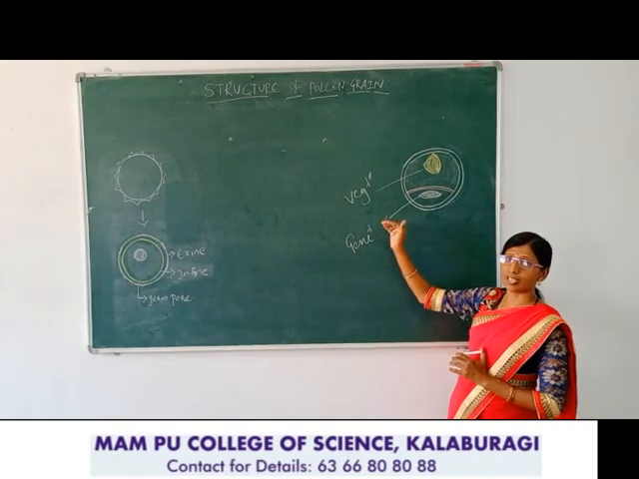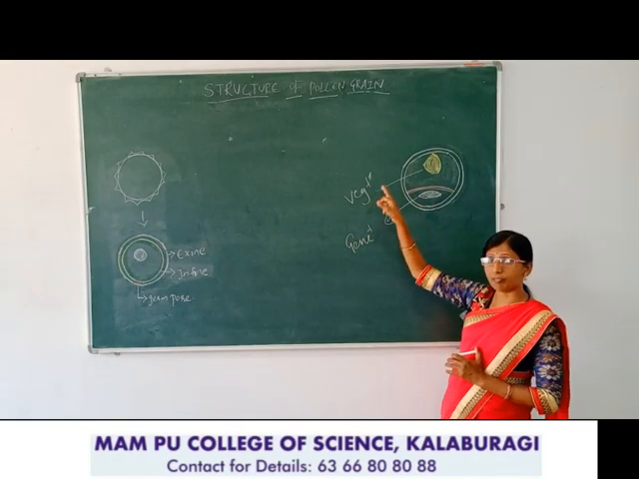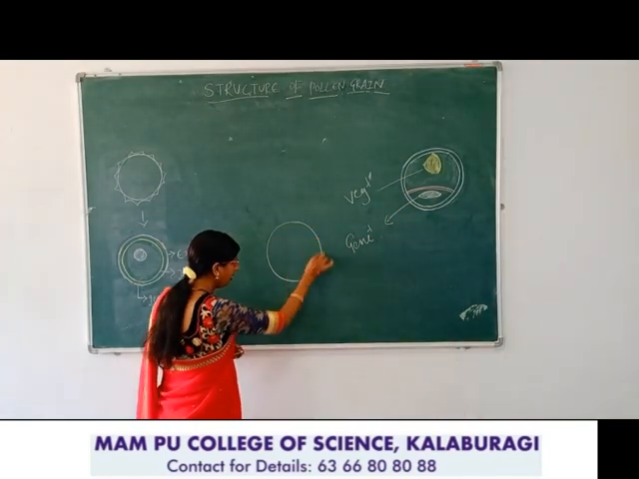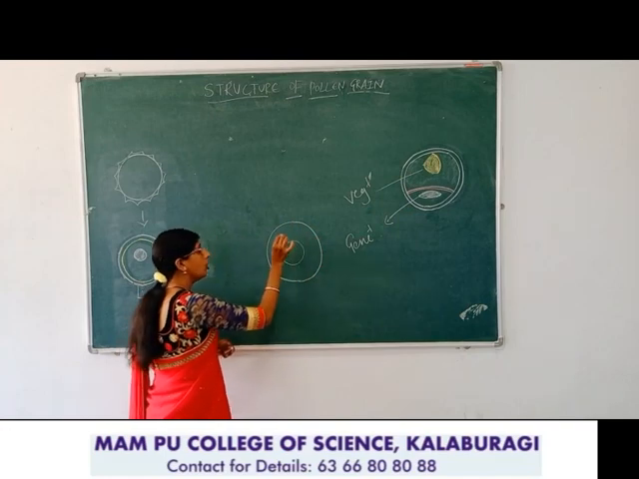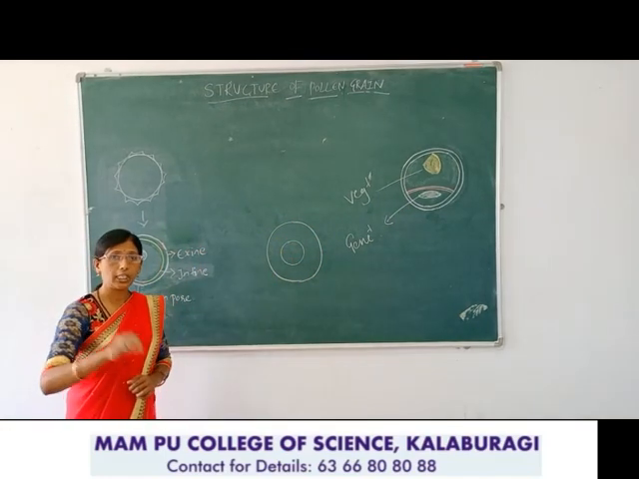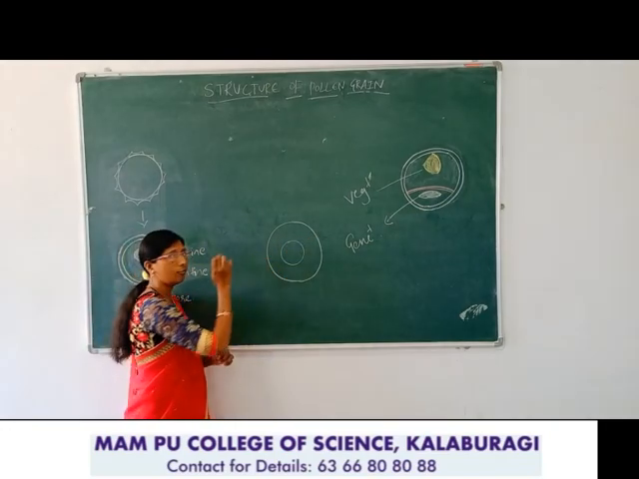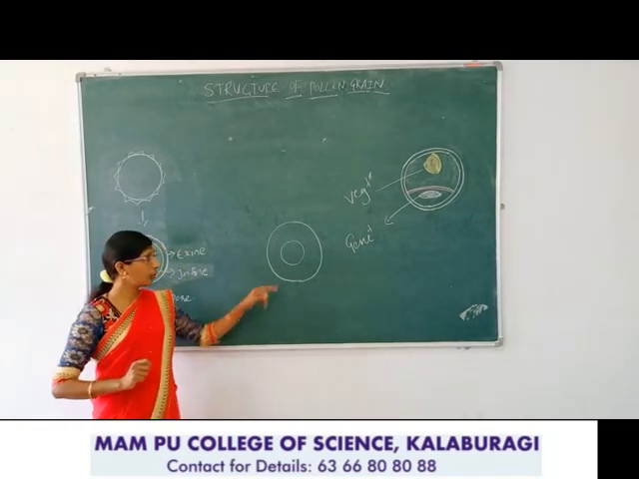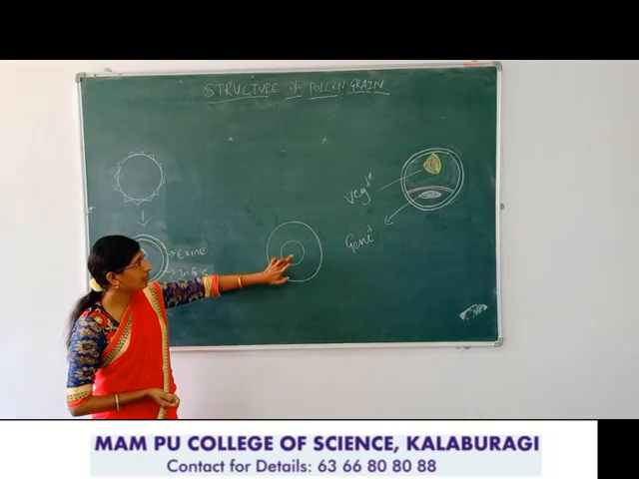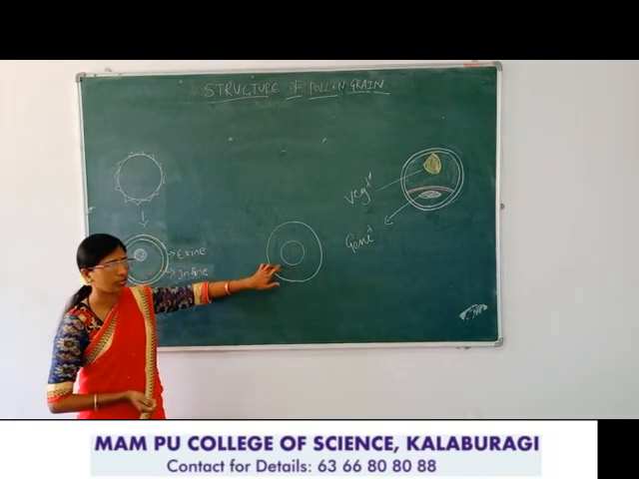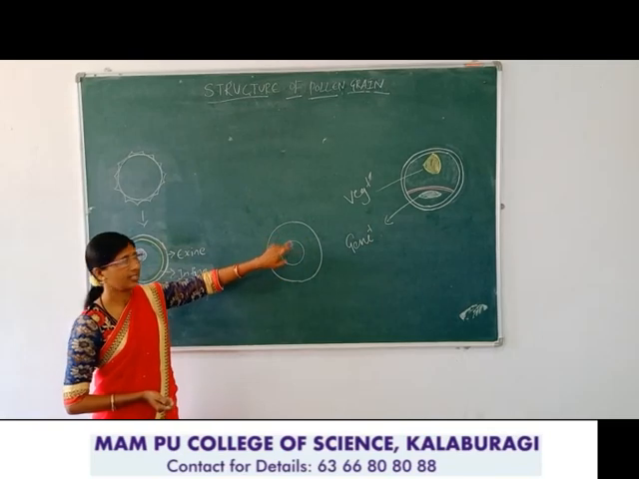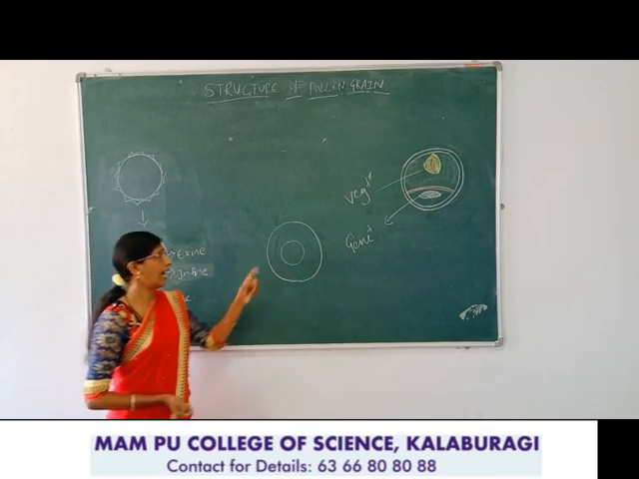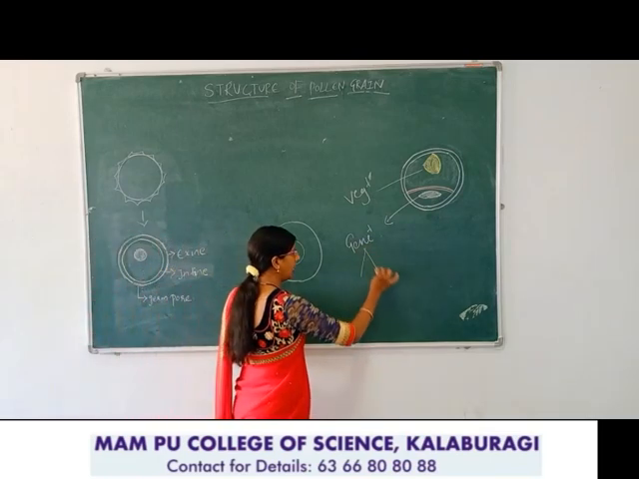This generative cell floats in the cytoplasm of the vegetative cell. For example, this is the vegetative cell and this is the generative cell. The generative cell floats in the cytoplasm of the vegetative cell, meaning the generative cell is within the vegetative cell. In short, it is a cell within a cell, the generative cell within the vegetative cell.